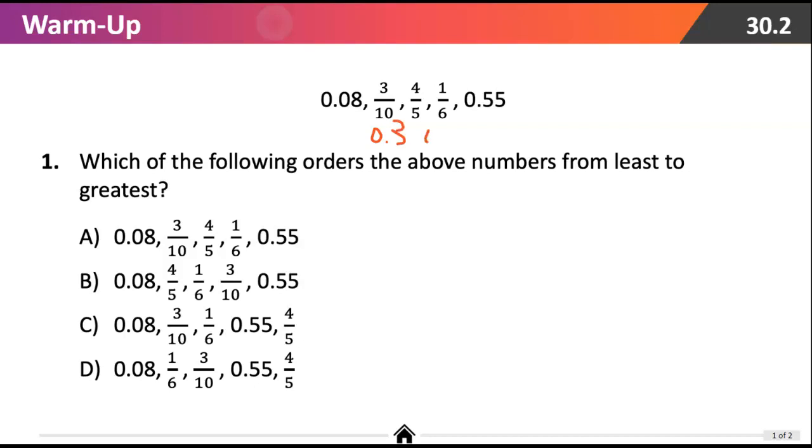4 over 5 is going to be 0.8. And 1 over 6, if you were to do long division, you would find out that's 0.167. So now as we look at these decimals, when we put them in order, the smallest is going to be 0.08, and so we want to make sure that's first. The next smallest is going to be 1 over 6, so we have 0.08, and then 1 over 6, so answer choice D is going to be our correct response.